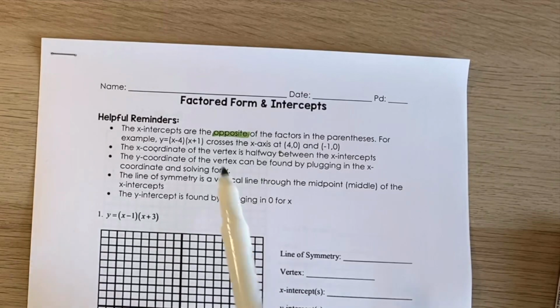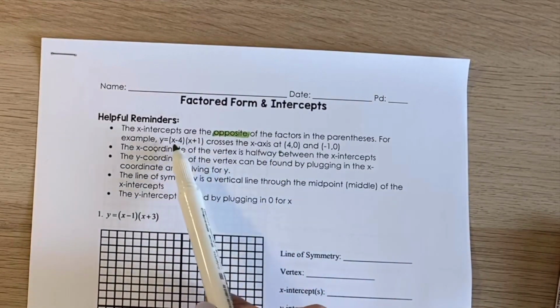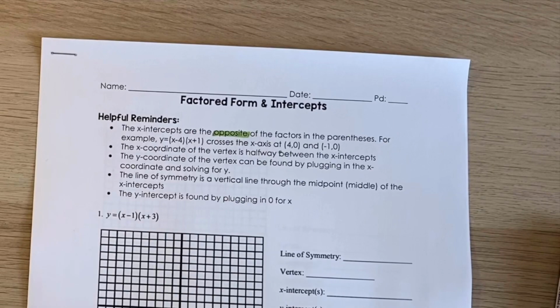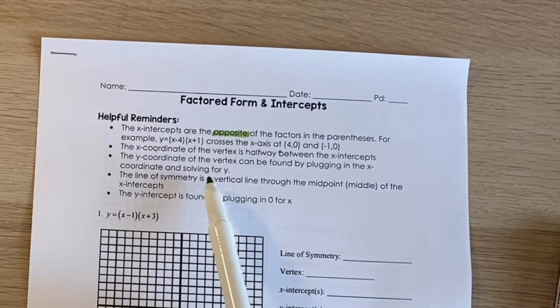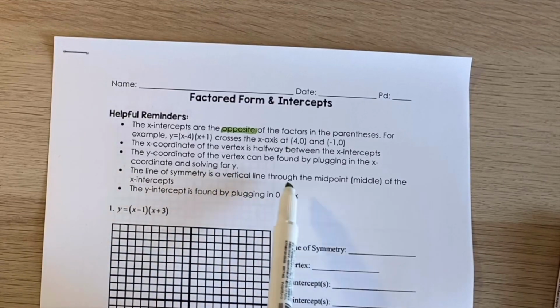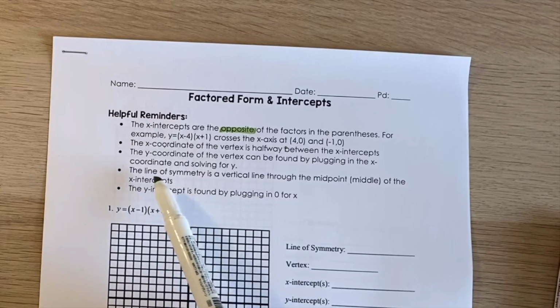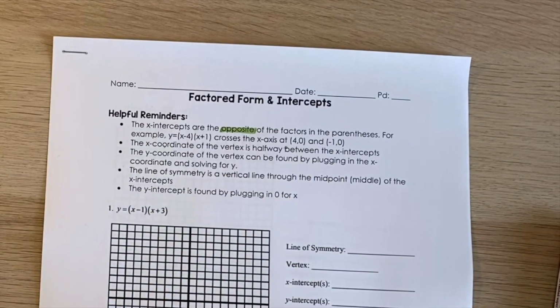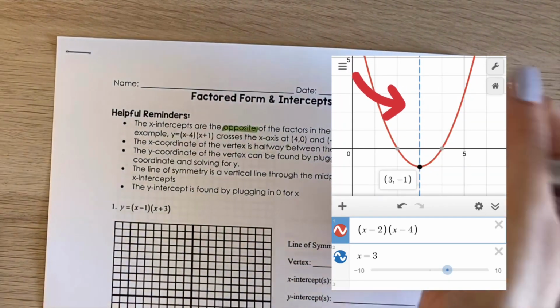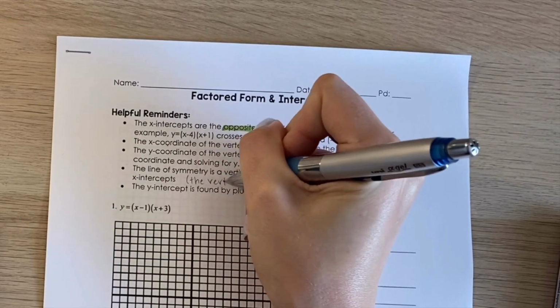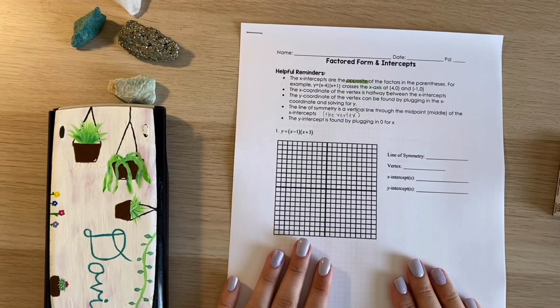You can find the x-coordinate of your vertex halfway between your x-intercepts, also known as the midpoint of the x-intercepts. And the y-coordinate for your vertex can be found by plugging in the x-coordinate that you found in the middle and then solving for y, which we will show in an example down here. The line of symmetry is a vertical line through the midpoint, which is known as the middle of the x-intercepts. It's also just a vertical line through the vertex. The y-intercept is found by plugging in 0 for x.